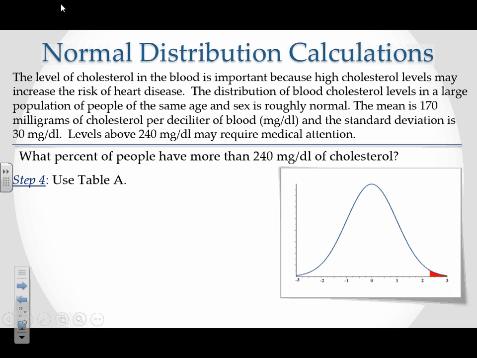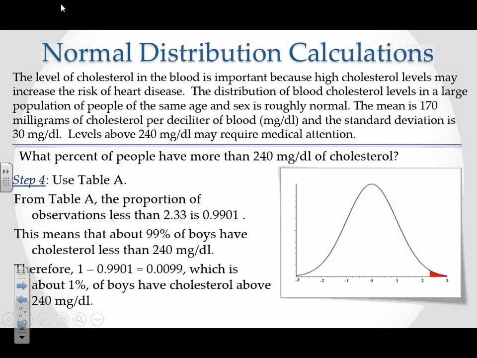So what are the 4 digits? 0.9901. So when you do this, I do want you to report the 4 digits. So make sure you give me the decimal. So the proportion of observations less than 2.33, because that's what the table gives us, is 0.9901.